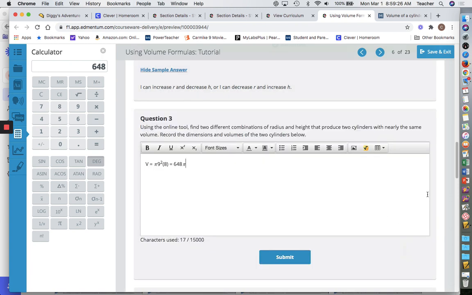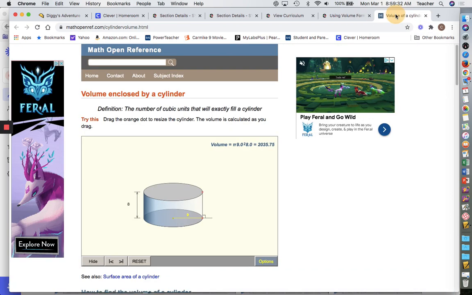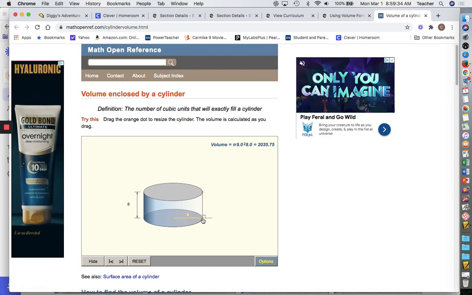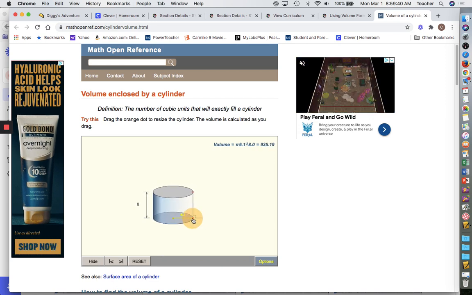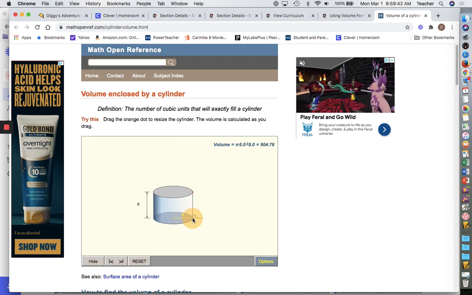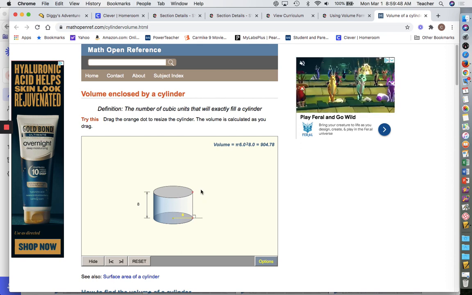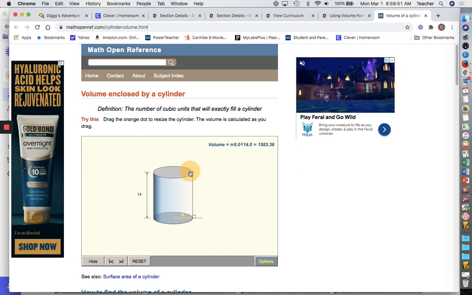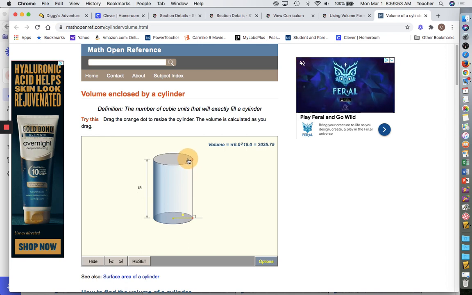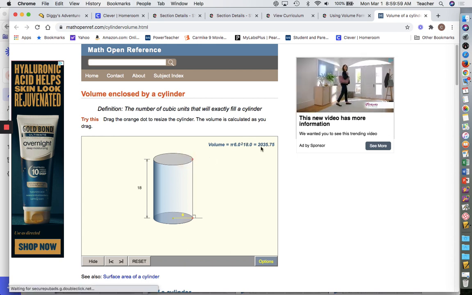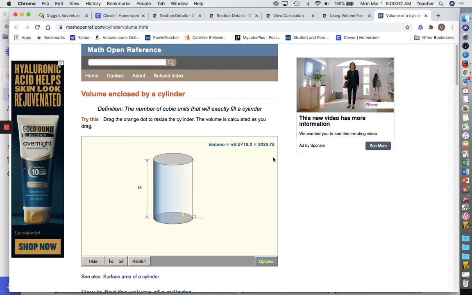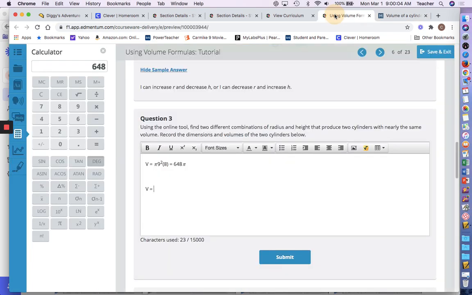Alright, so let's see. To get 648, I'm trying to think of my multiplication tables. 6 squared is 36. Let me try that. 6 squared is 36. Oh, come on. Alright, so let's see how high I'd have to go up. Oh, I'm almost there. Oh, hang on, back up. Was it 18? It's pretty darn close. Yeah, there it is. 2035.75. So 6 and 18.